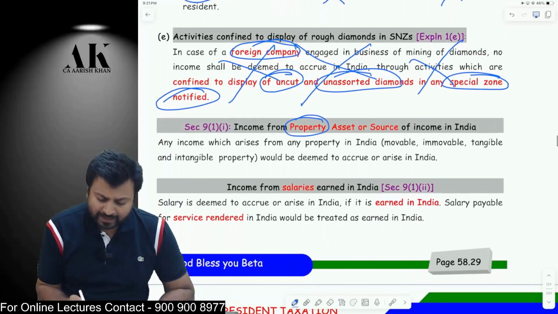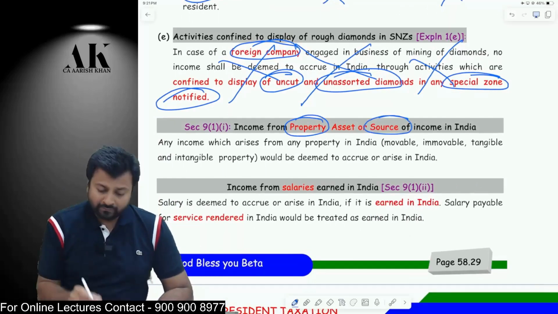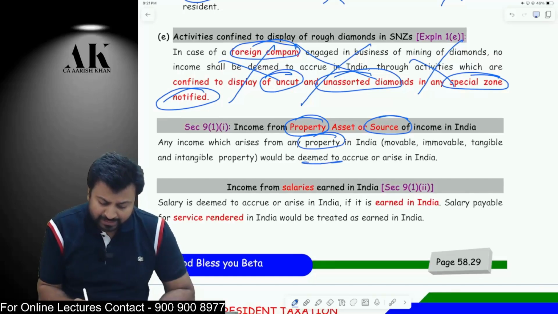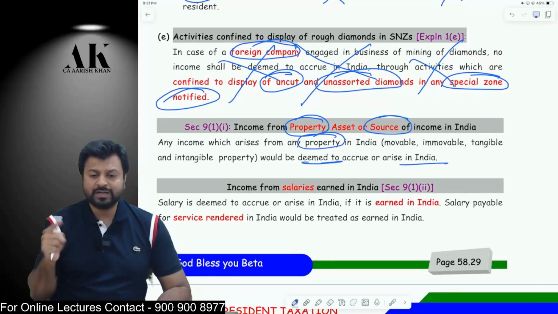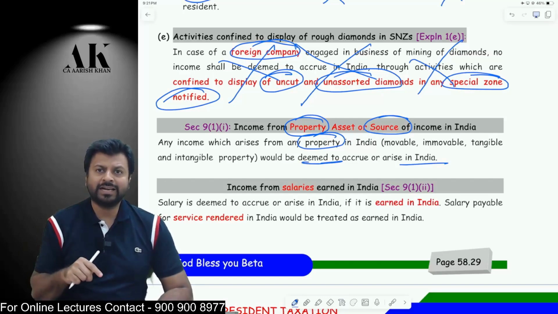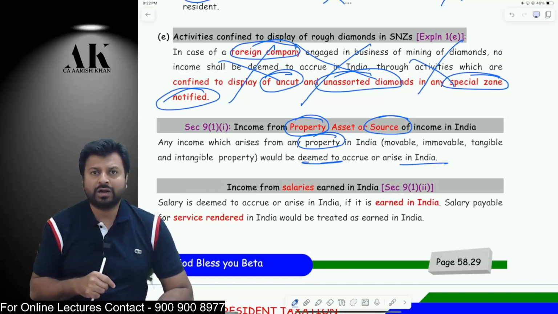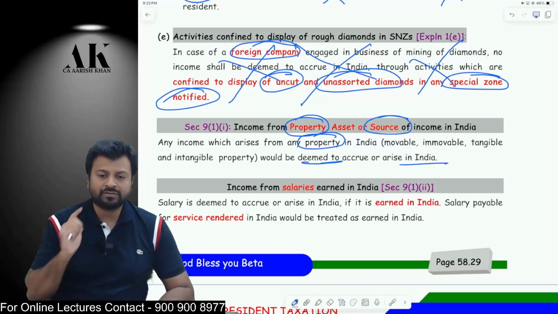When will your HP income and IFRS income be accrued in India? When the property or the source of income is in India. If the property is in India, then HP income is accrued in India. If the source of income is in India, like debentures of an Indian company, shares of an Indian company, or a bank that is an Indian bank, then whatever income you earn out of that, the source is Indian income, therefore it will be accrued in India.